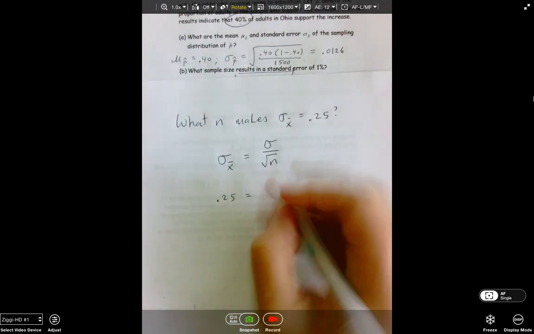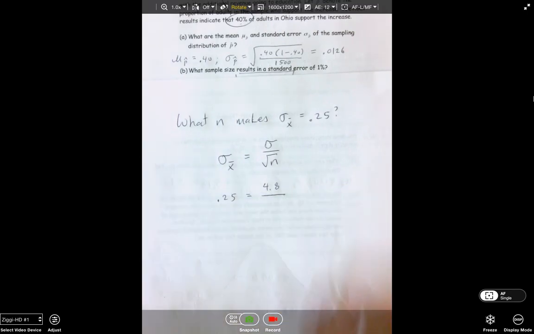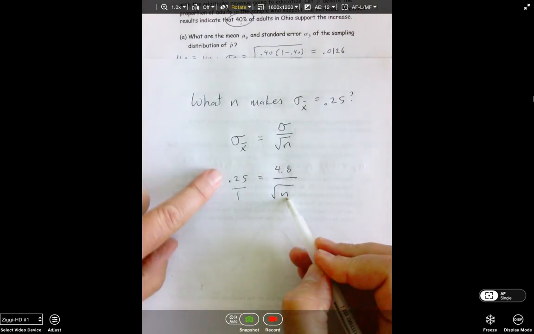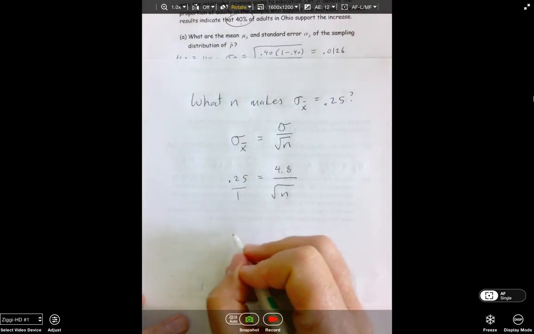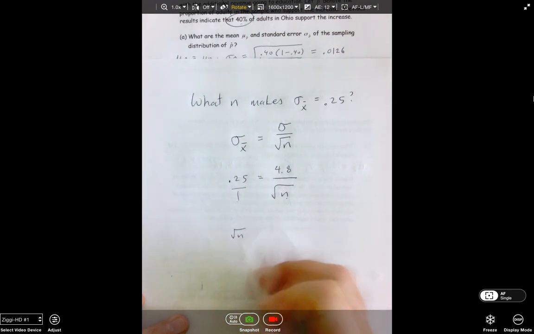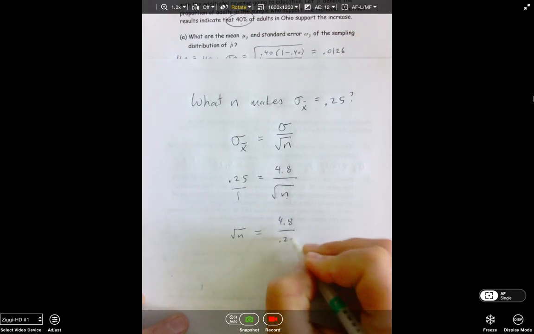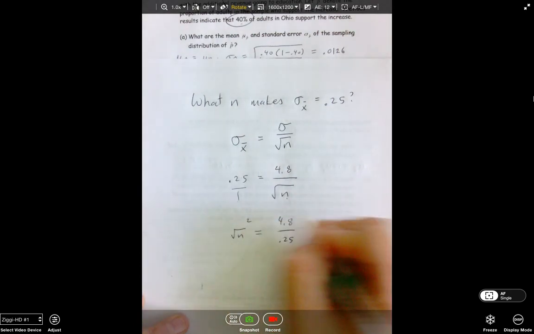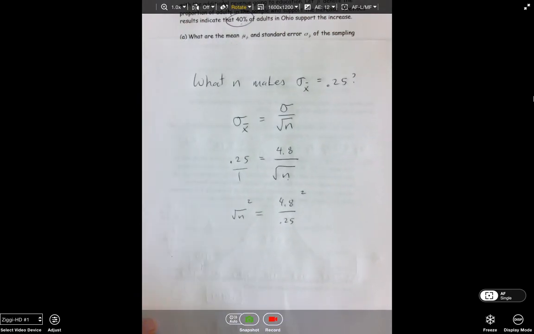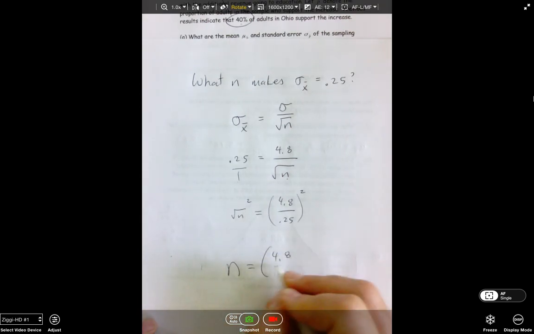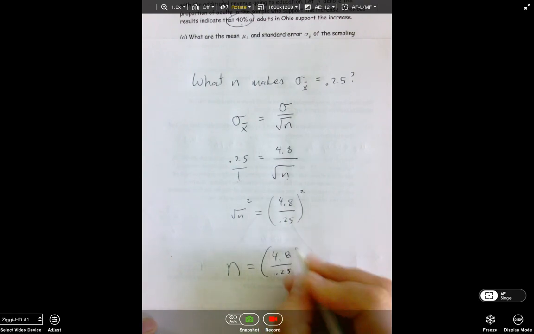So I need this value to be 0.25. I know the standard deviation of the population is 4.8. And I just need to know n. Well, guys, use my trick. We've got this and this. We can switch those, making it the square root of n over 1. I'm not going to put the 1 because that's redundant. Over 0.25. Square both sides. So n is 4.8 over 0.25, squared.